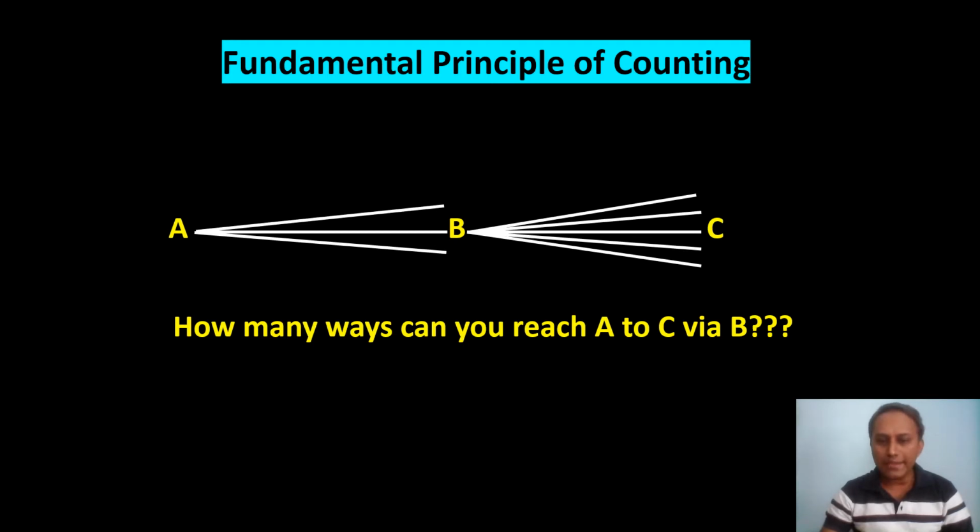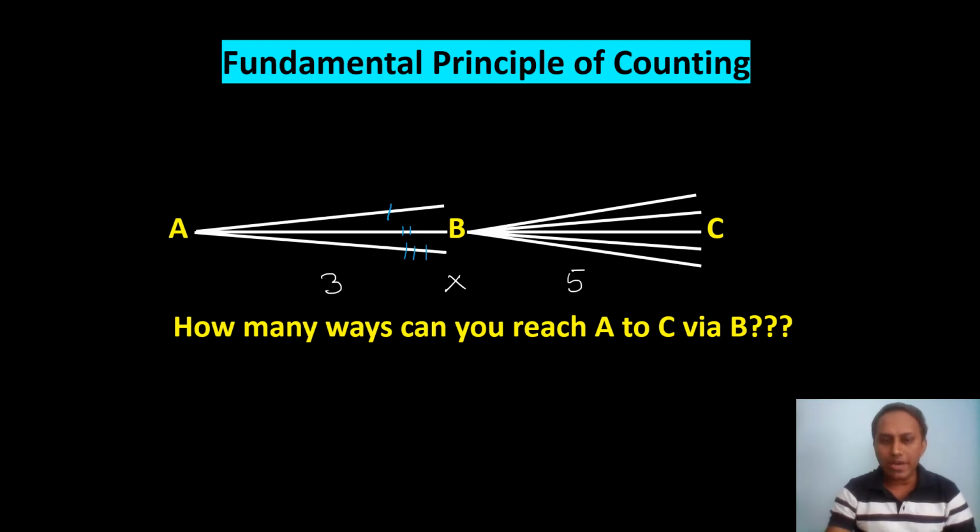So when I take the first route A to B, I have 5 options. When I take the second route, again I have 5 options. When I take the third route, again I have 5 options. So total how many ways we can reach A to C? A to B can be done in 3 ways and B to C can be done in 5 ways. So that together can be done 3 into 5 ways. That is 15 ways. So this is product.